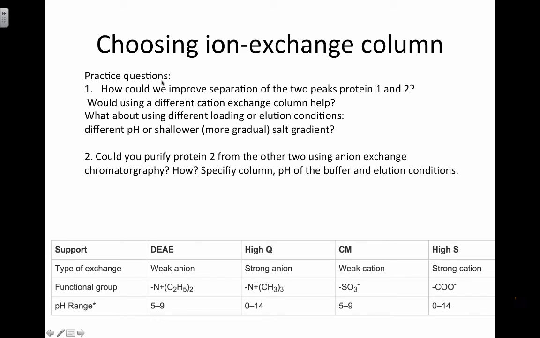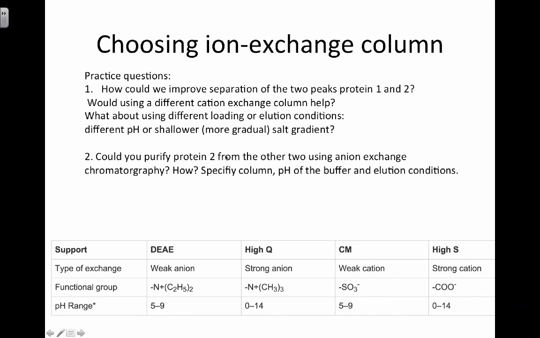Okay, so next I want you to think about a couple of questions. One is, we didn't get very good separation. We had to lose half of our activity because those fractions were contaminated with protein 1. How could we improve separation of the two peaks? Could we use different column conditions, like different pH buffer, or different elution? For example, use a different pH or a shallower salt gradient. So play around, see if you can get better separation so you can get better recovery.